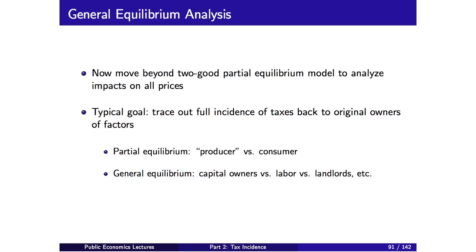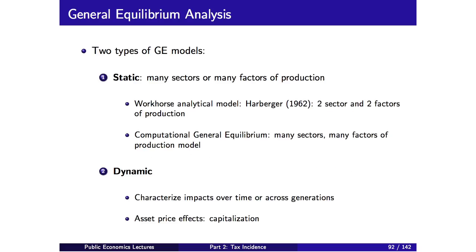But the producer is not a final entity. It doesn't really make sense to just talk about a producer. Producers can be traced back to capital owners, labor suppliers, landlords, et cetera. There are a bunch of factors contributing to production, right? And so when you say the incidence is on the firm, that's not really a meaningful concept. You really want to trace it back to the owners or the elements of the firm, right? And so that's one of the main goals of GE analysis.